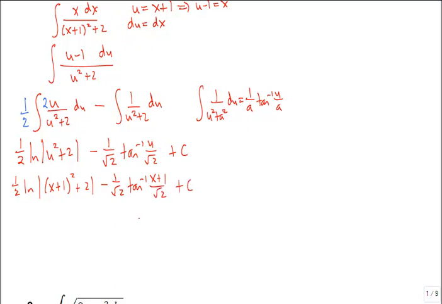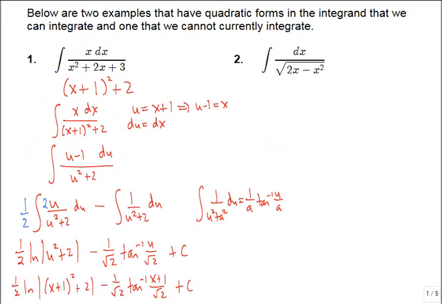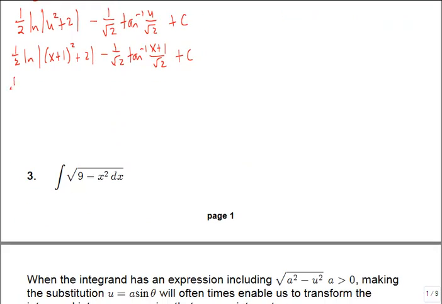Now you could leave it like that, or you could also recognize that if I did FOIL this back out again, x plus 1 quantity squared plus 2 was exactly this original denominator. So if you want, it's not necessary to do this, but sometimes textbooks will do this. They'll go ahead and square this back out again and rewrite it in terms of that original denominator. So here's my final answer.